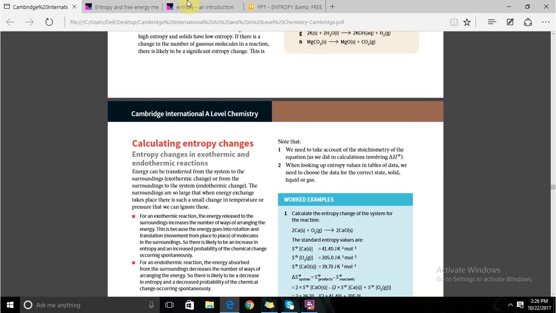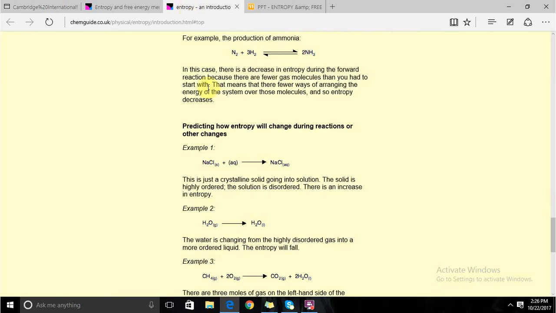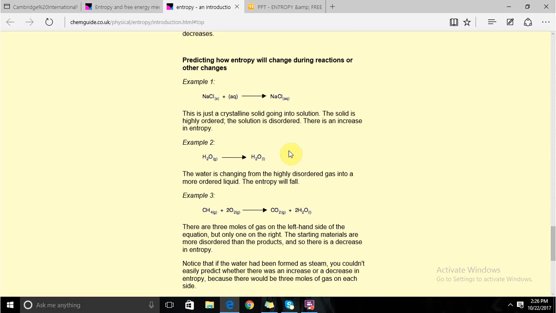And so basically, if we were to go to the chem guide page, how are we to predict how entropy will change during reactions? So we are dissolving NaCl, and this is a crystalline solid going into solution. The solid is highly ordered, whereas the solution is disordered, and therefore we have an increase in entropy. And if we were to go from H2O gas to H2O liquid, the water is changing from the highly disordered gas into the more ordered liquid.